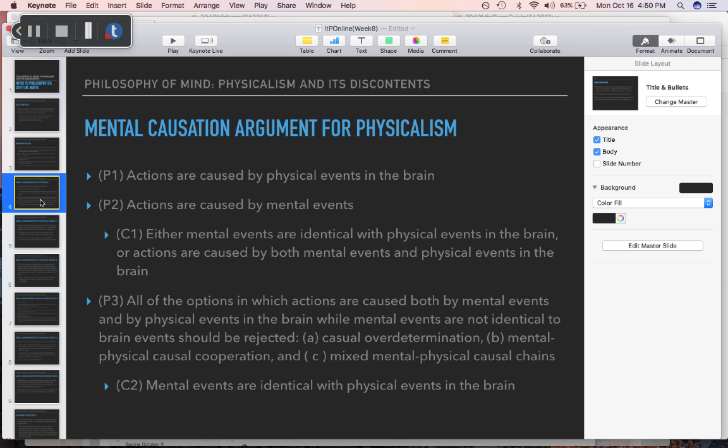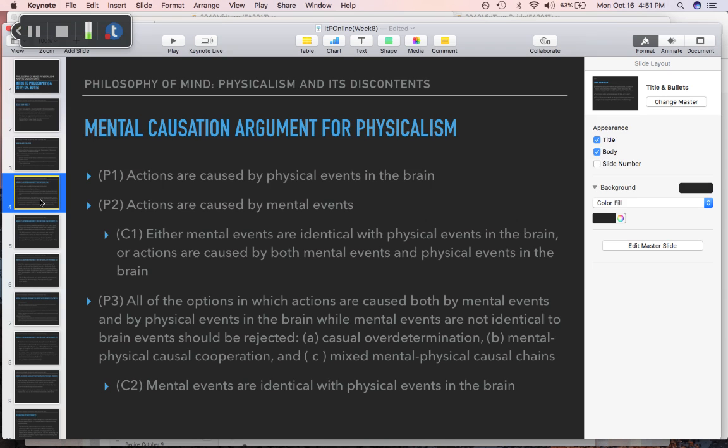Okay, first one, the argument for physicalism. This is called the mental causation argument for physicalism. Let's go through the premises. Premise 1, actions are caused by physical events in the brain. Premise 2, actions are caused by mental events. First conclusion, either mental events are identical with physical events in the brain, or actions are caused by both mental and physical events in the brain.